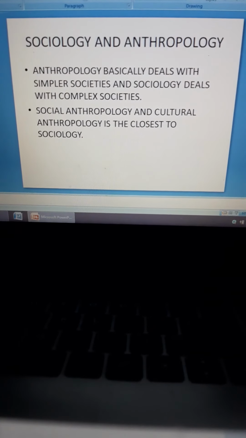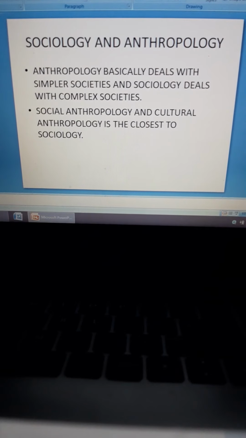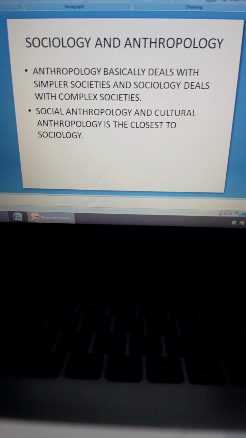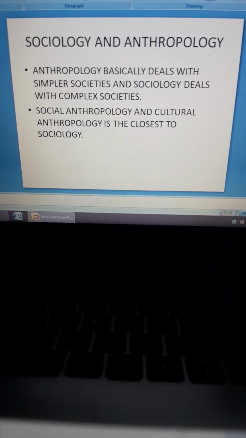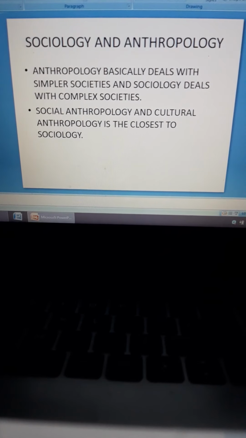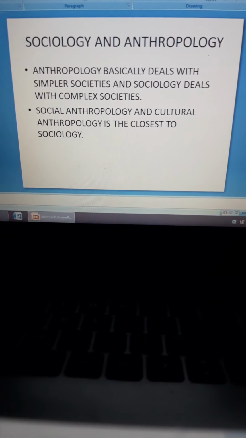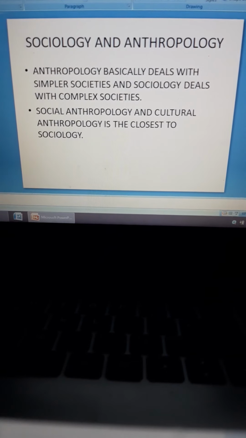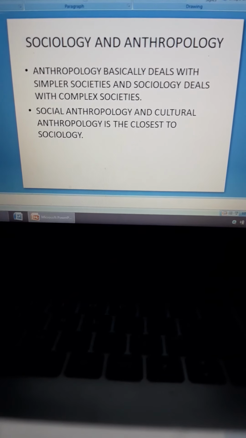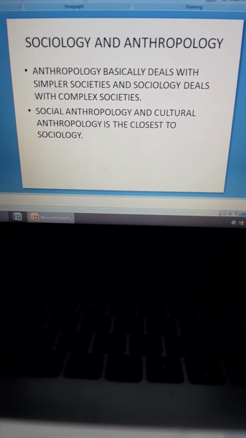Anthropology basically deals with simpler societies. It studies societies in the past or even the present, but in a very simple manner. Whereas sociology deals with complex societies, and studies in a more detailed and concrete manner. And lastly, social anthropology and cultural anthropology are closest to sociology. So these two branches exist, and they are more in sync with sociology.